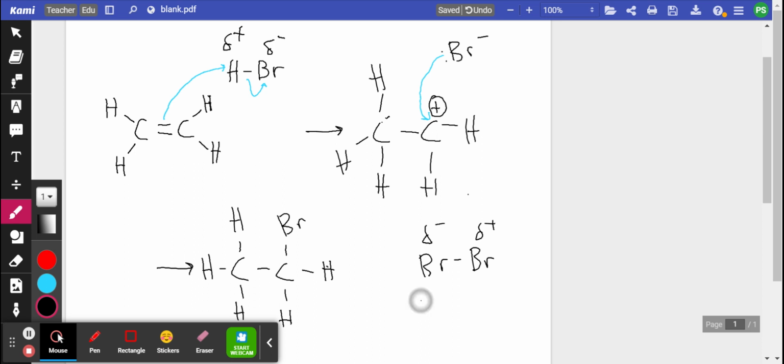It can also work, of course, on water. So obviously the hydrogen atoms are going to be delta plus, the oxygen delta minus, and the other hydrogen delta plus too. So if you want more details about these 2 reactions, you can look at the previous video on the reactions of alkenes.